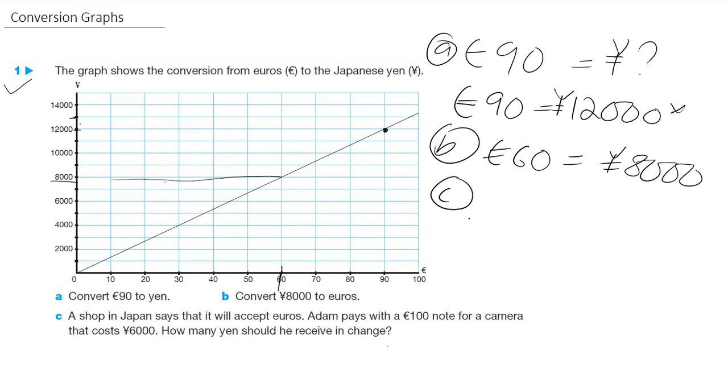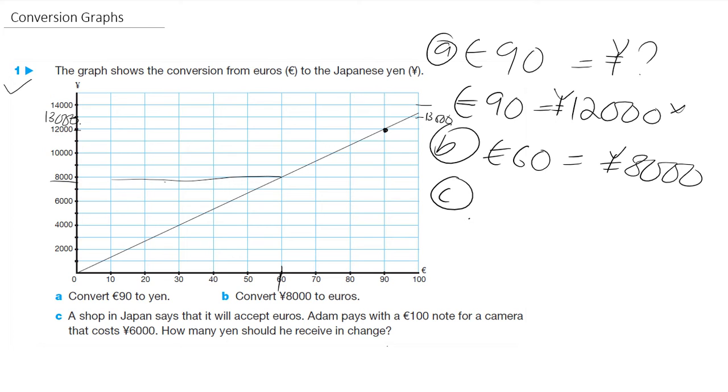A shop in Japan says that it will accept euros. Adam pays a 100 euro note for a camera that costs 6,000 yen. How many yen should he receive in change? So let's see, 100 euros. You can see that this line crosses over here and that's equal to 13,000 yen, and it's a bit above. It's between 13,000 and 14,000 yen.